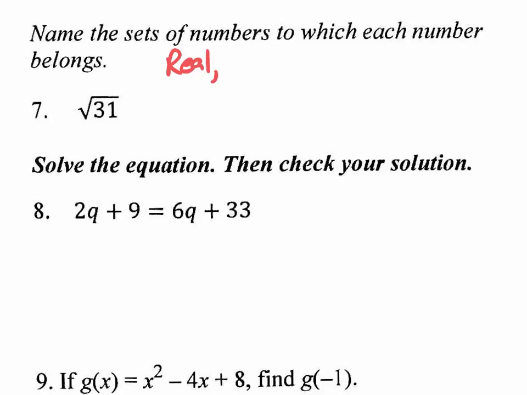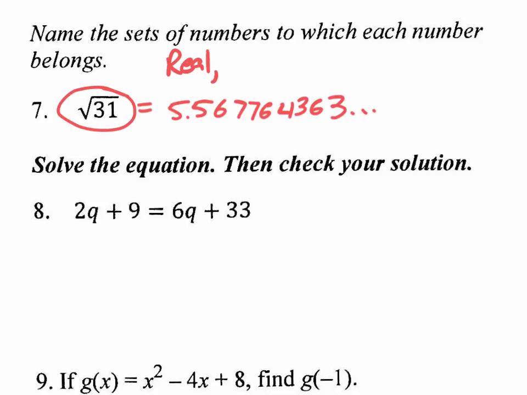But what else? What other groups does the square root of 31 belong to? Well, in order for us to really understand that, let's take a calculator and actually do the square root of 31 in there. That's what you get. It's a crazy decimal, 5.567764363, and it continues forever. So what do we call crazy numbers like that that have no pattern, that continue on forever? Irrational, right? Those are irrational. So it's real and it's also irrational.